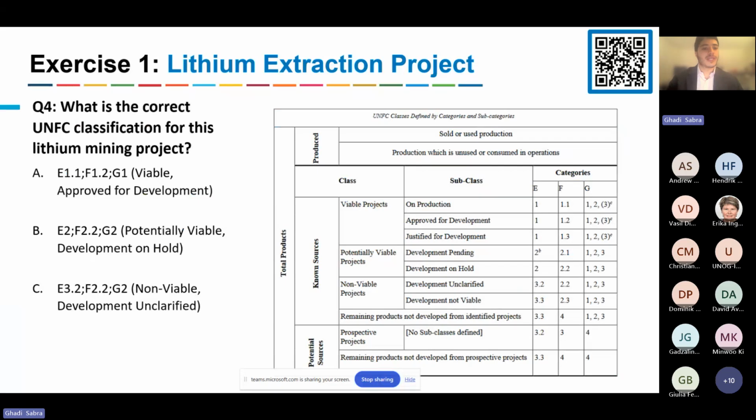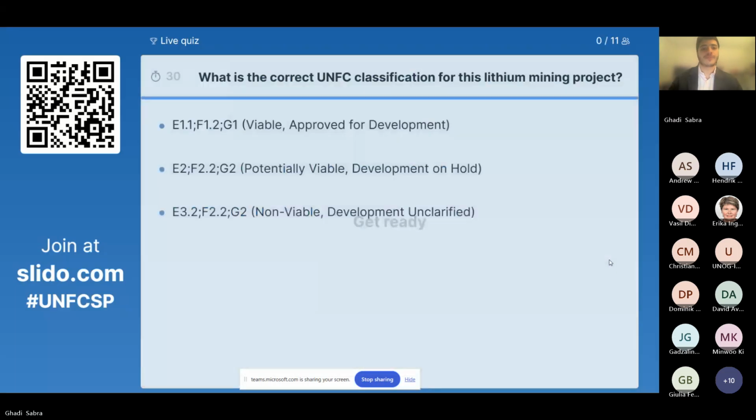So now let's put everything all together. What is the correct UNFC classification for this project? Using that table, of course, so the class, the subclass, and the categories with the subcategories for some. Let's see. Is it E1.1, F1.2, G1? So the project is viable and approved for development. 2, 2.2, 2, as in potentially viable and development on hold. 3.2, 2.2, 2, non-viable, development unclarified.